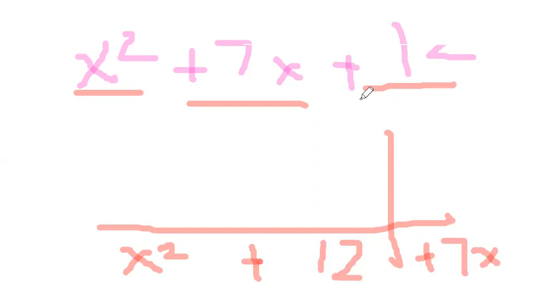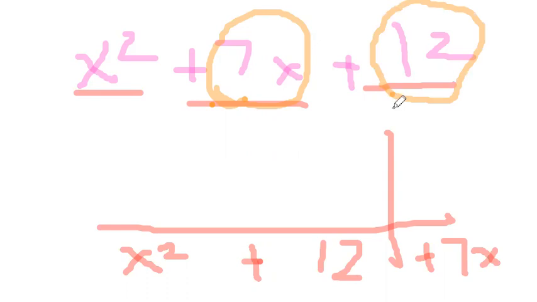So the usual method that is taught at schools is like the number here, the coefficient of the single variable should be the sum of the two numbers, and this should be the product. Sorry, this should be the product, and this should be the sum of those two numbers which we are trying to find out. Now, let's see how this method works.